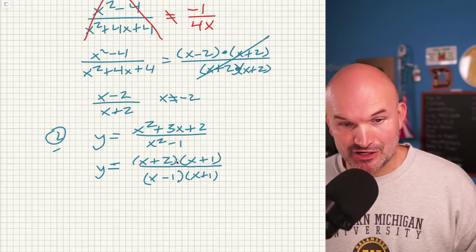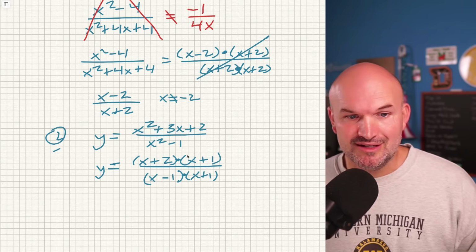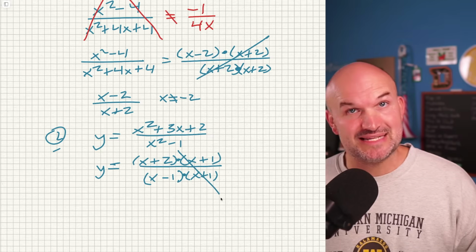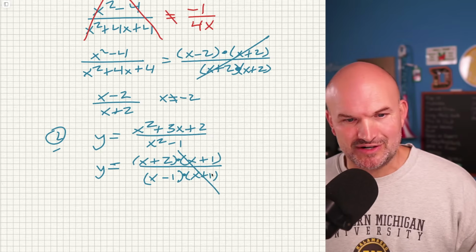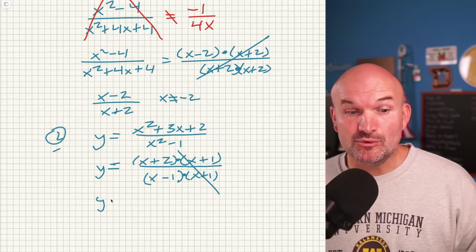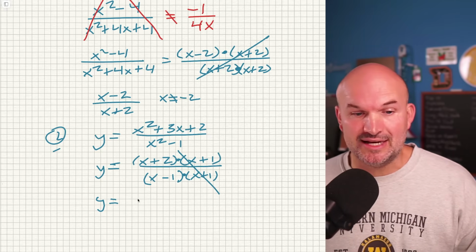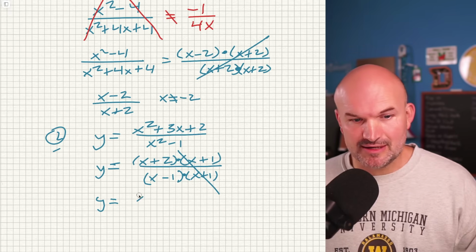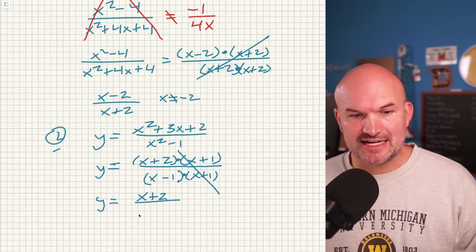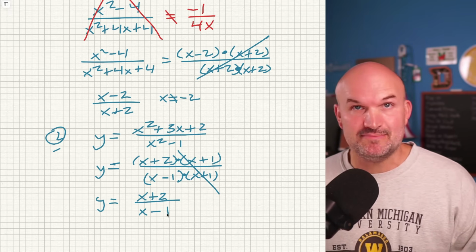Aha! Again, my terms are separated by multiplication. So now I can go ahead and divide those out, right? Don't divide out the x squareds over here. You've got to write it in factored form. So really, what I'm looking for, the x and the y intercepts, is going to be for the function x plus 2 divided by x minus 1.